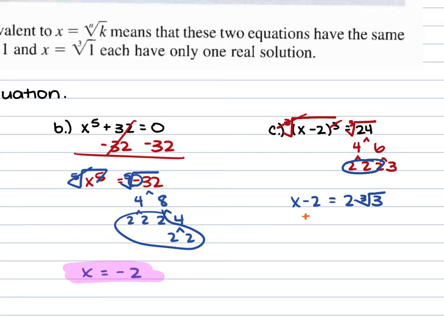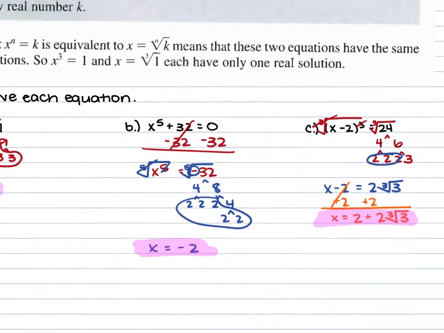From here, we add that 2 to move it to the other side, and we get x is equal to 2 plus 2 cube root 3. With these, your constant, so the term that doesn't have the variable or the radical attached to it, will go in front, always. Just like if there was a plus or minus in front of it, that constant goes in front of the term that has that radical.